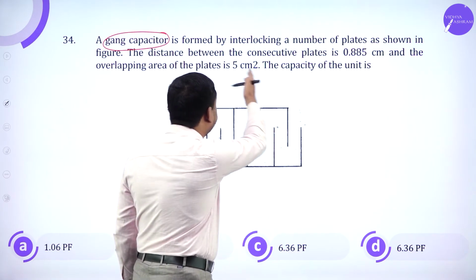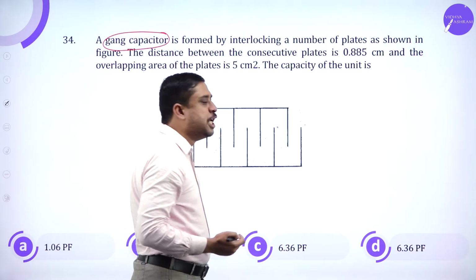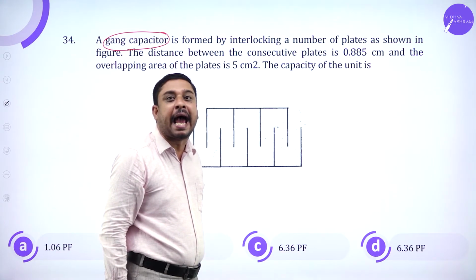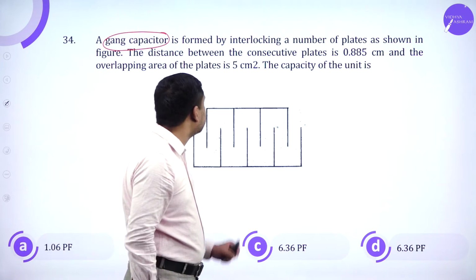By interlocking a number of plates, as shown in the figure. He is describing what is a gang capacitor. Exactly like this.